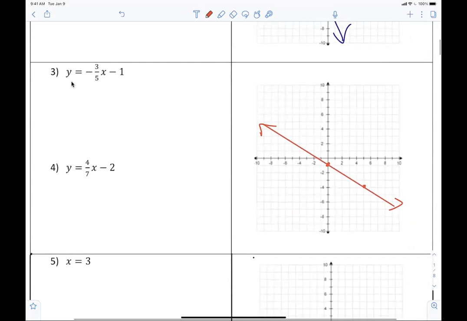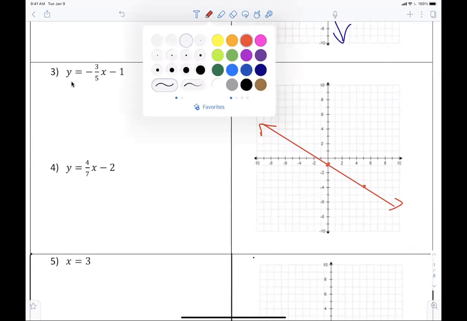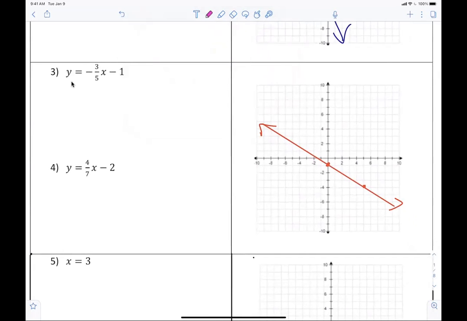Okay. Number 4, 4/7 x minus 2. You go down 2, and then you go up 4 and then to the right 7. Yep. Anybody have any issues? Pretty good.